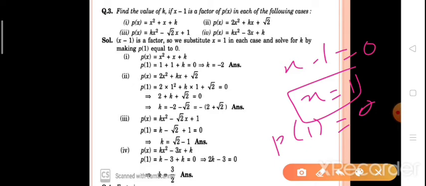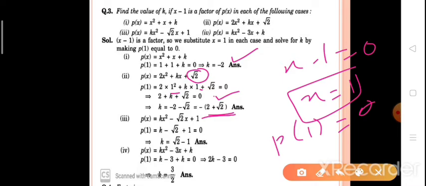So let us see the first part. So p of 1 is equal to 0. Why 0? Because it is a factor. After solving this, I will get k is equal to minus 2. Now in the second part, root 2 is given. Don't panic. You just have to find out the value of k here, and you just have to replace x with 1. So 2 into 1 square, in place of x I am writing 1, and again k into 1 plus root 2. So 2 plus k plus root 2 is equal to 0. So k is equal to minus 2 minus root 2. As you know, when numbers are transposed to the right hand side, their signs will be changed. So I can take minus common here, so it will be minus (2 plus root 2).